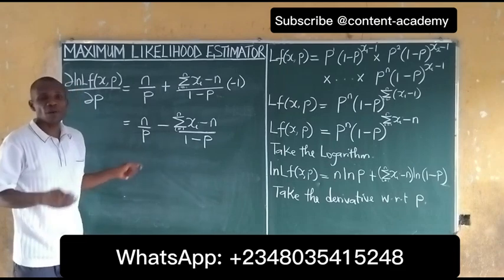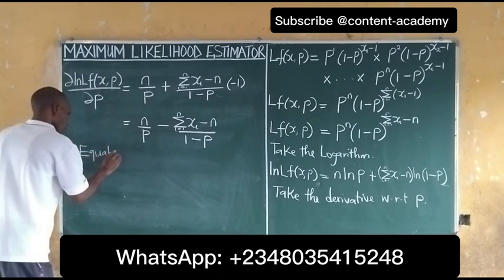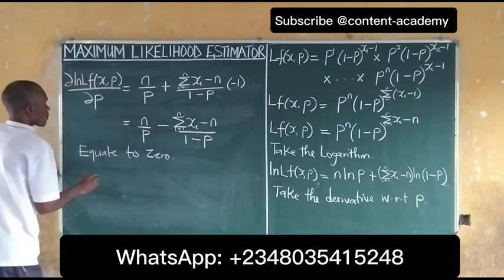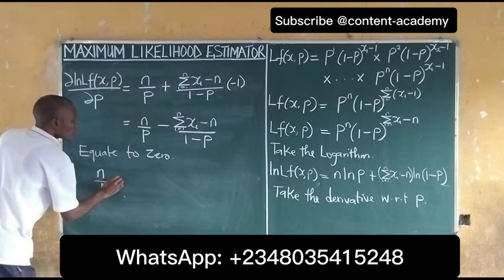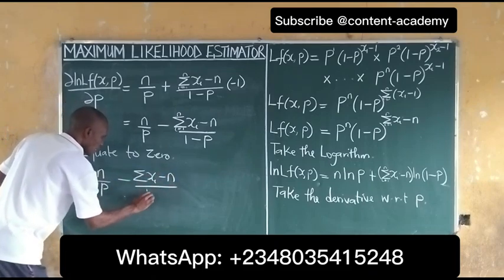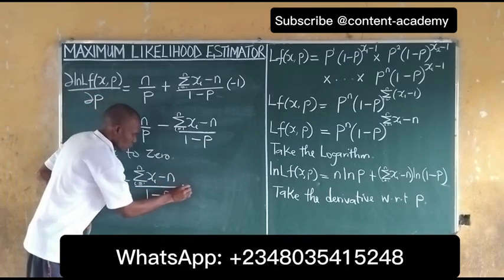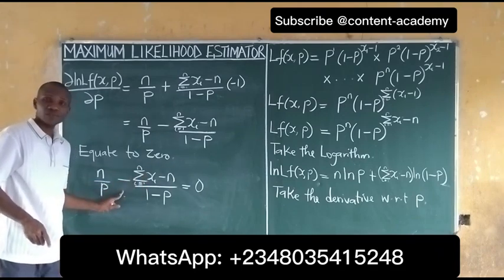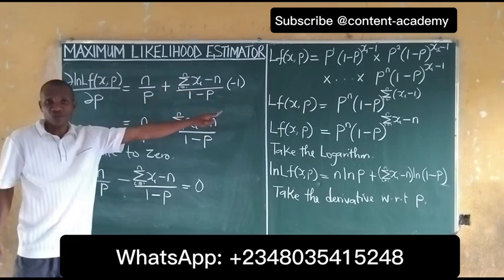So the next thing to do for the maximum likelihood estimator is to equate to 0. What are we equating to 0? The whole of this, whatever we got from our derivative. So we have n all over p minus summation of xi minus n all over 1 minus p, i running from 1 to n. So this is what we get equal to 0. Now, the next thing to do, we are to solve this. We have to solve this because it's now like an equation. So we'll solve this. We'll move over to this side of the board to do that.